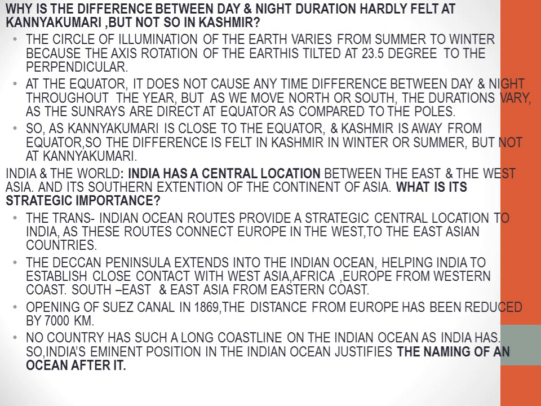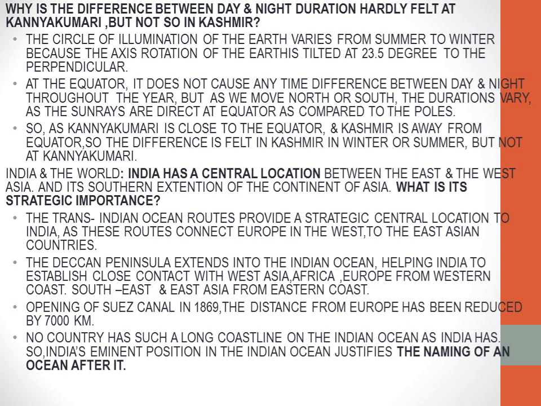The trans-Indian Ocean routes provide a strategic central location to India, as these routes connect us with Europe in the west and Asian countries in the east. Now the Deccan Peninsular extent, that is our long coastline into the Indian Ocean, helps India establish close contact with West Asia, Africa and Europe from the western coast, and Southeast and East Asian countries from the eastern coast. So we are linked with different countries of the world from both the western and eastern coasts.